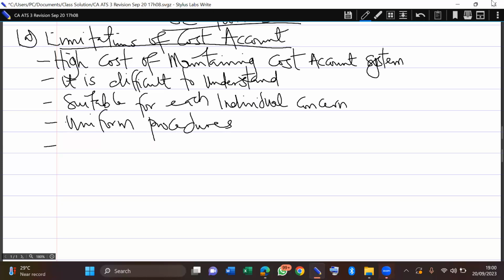But sir, can we also say the use is only limited to internal or management use? And that's what I said. It's suitable for each individual concern. Yes, that is suitable for each individual concern.